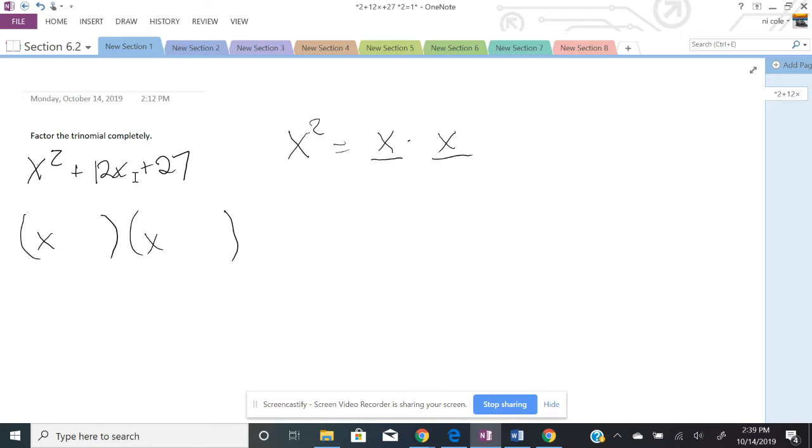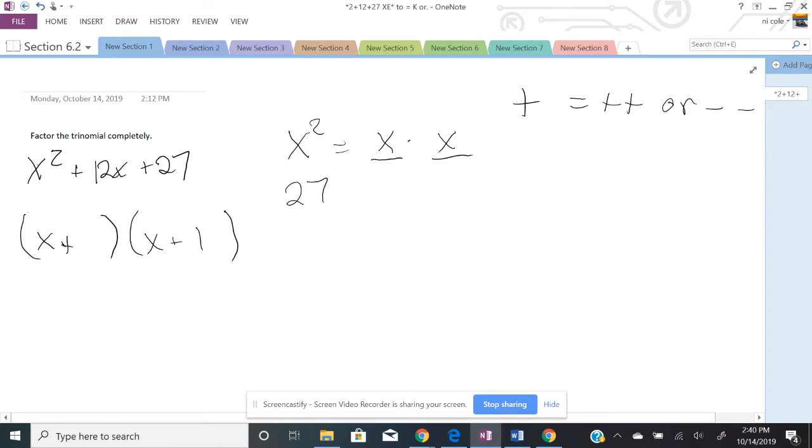Now the next question is, what signs go behind the x's? What makes a plus? A plus is made with either plus plus or minus minus, because a negative times a negative makes a plus. And if it's a plus plus, you go and look here, and this tells us they're both going to be plus. Now we need to know how to make 27.